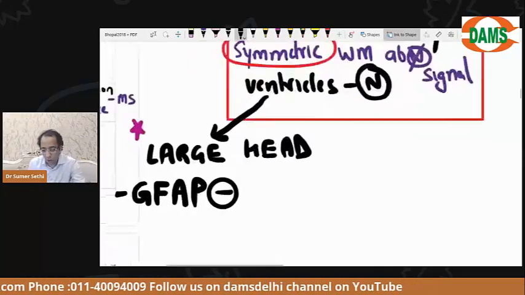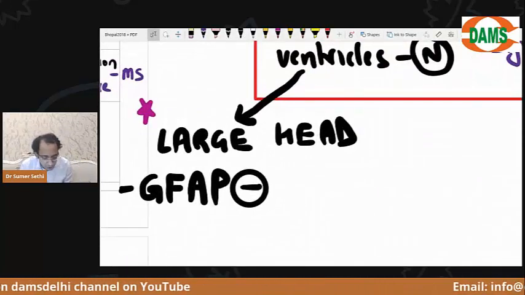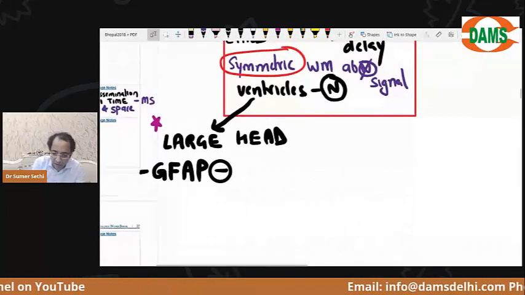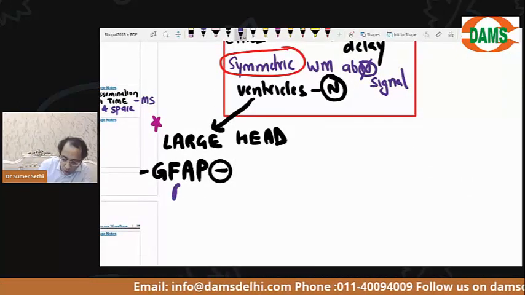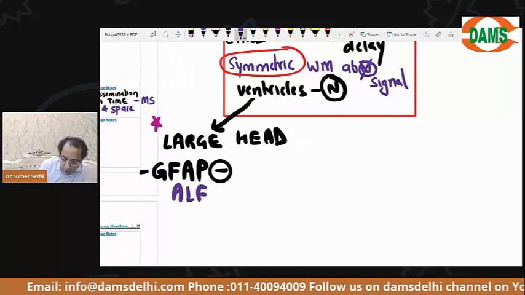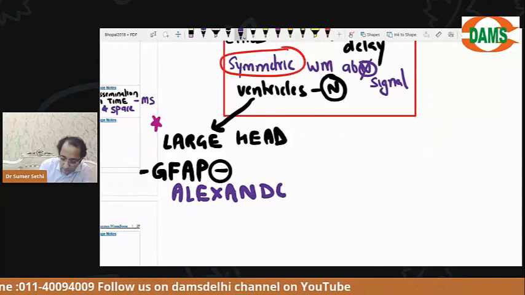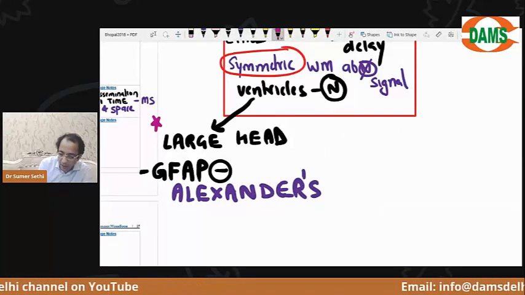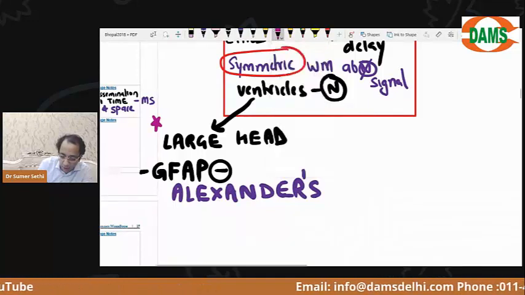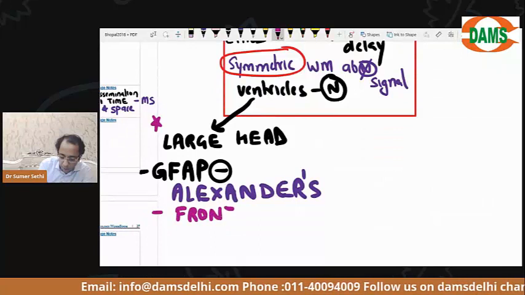Okay, have you heard of this before? A GFAP, glial fibrillary acidic protein mutation. This genetic defect where the GFAP gene is mutated is called Alexander's disease. Alexander's disease in the brain has frontal lobe predominance.